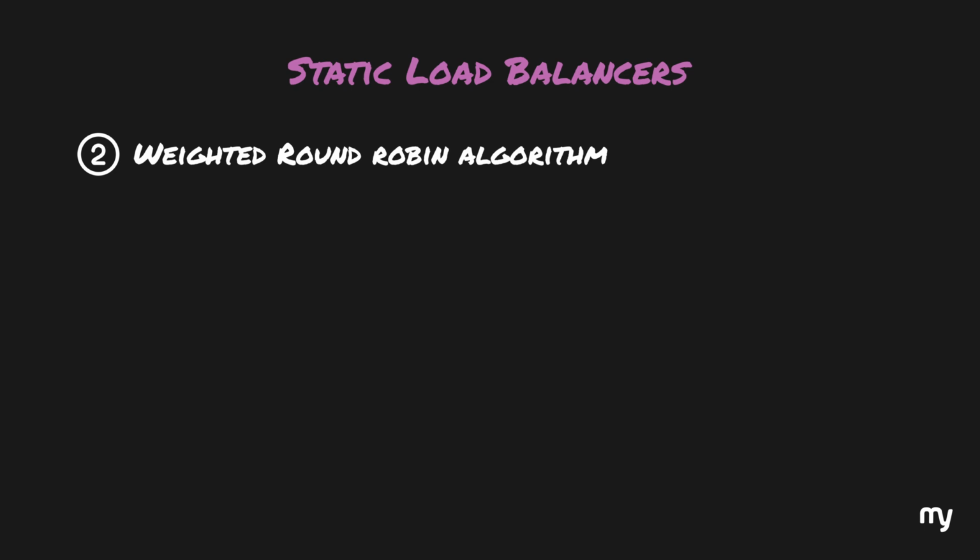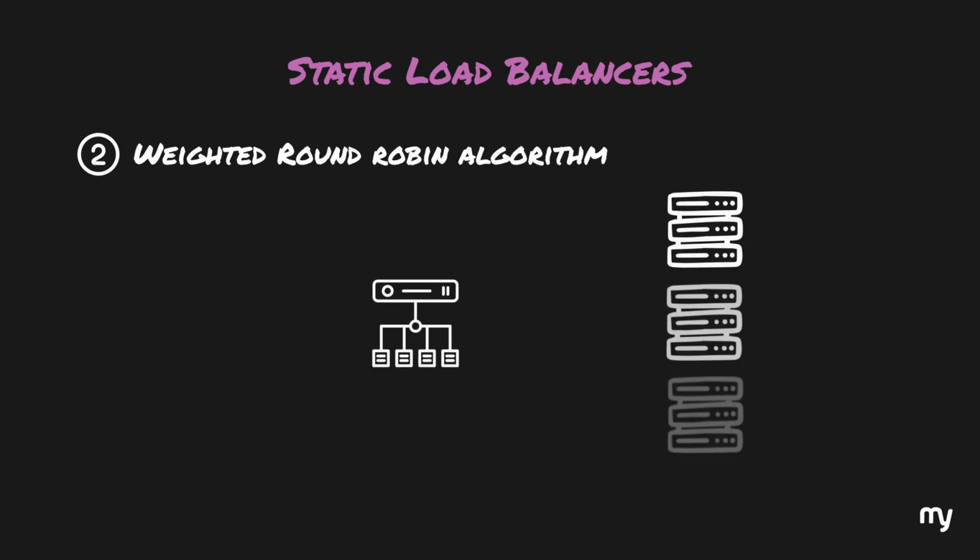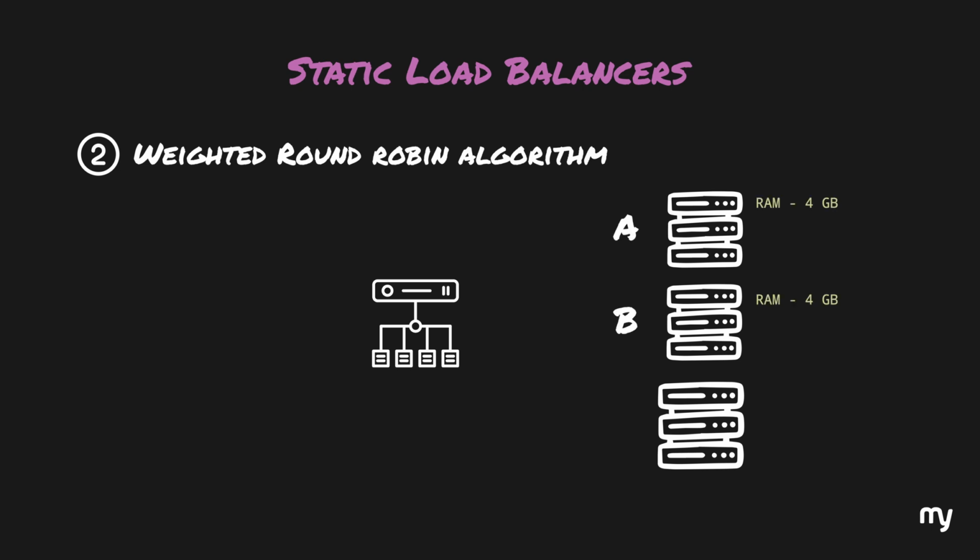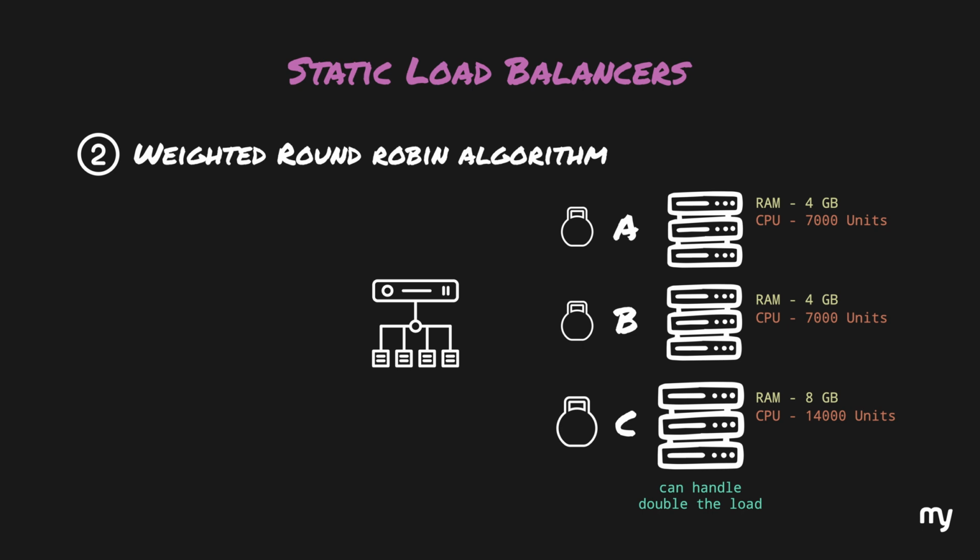This algorithm is particularly useful when you have multiple servers with different capacities. For example, let's say server A and server B each have 4 GB of RAM and 7,000 CPU units, while server C has 8 GB of RAM and 14,000 CPU units, which is double the capacity of the other servers. Therefore, server C can handle double the load. In this scenario, we assign a weight to each server. Servers A and B are given a weight of 1, and server C is given a weight of 2.